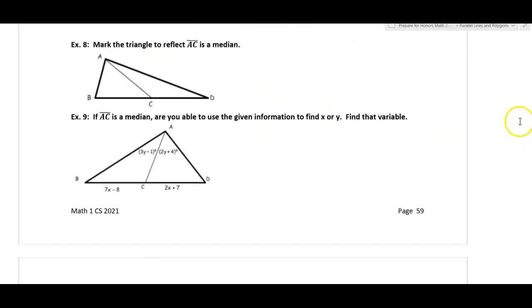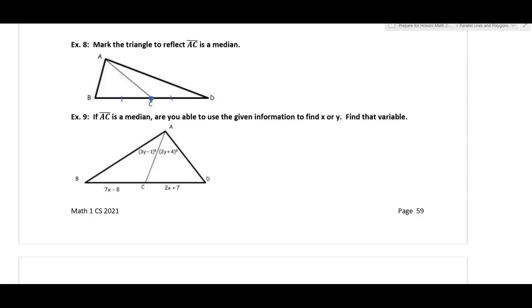So, mark the triangle to reflect AC as a median. If AC is a median, when we go from vertex A to C, this would have to be the midpoint. So BC would have to be marked congruent to CD.